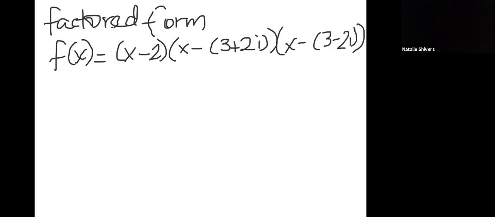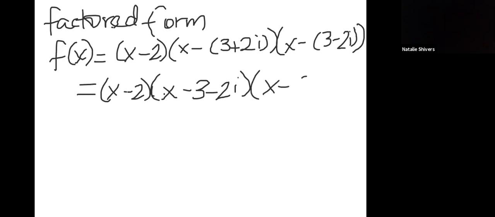They'll have likely put in f of x for you equals, and then you're typing it in. So the first piece is x minus 2. We have a 3 plus 2i. Just like in the last problem, we're going to put 3 plus 2i behind a negative sign. And then we're going to put x minus 3 minus 2i. And then you do have to distribute. So x minus 2, x minus 3 minus 2i, and x minus 3 plus 2i.